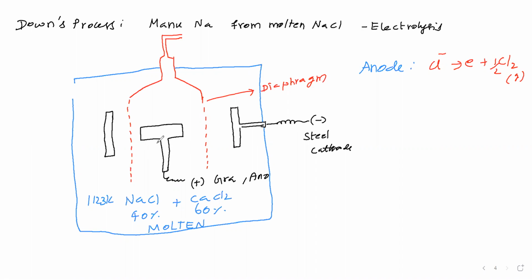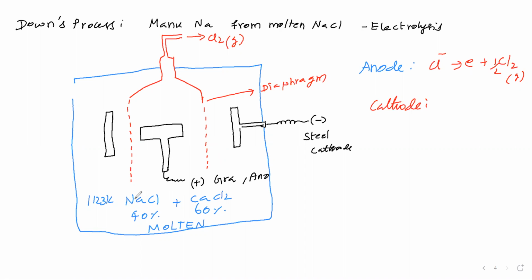Chlorine gas is obtained at this anode, which is coming out like this. At anode, chlorine gas is coming out. Next, we will see the cathode. At cathode, what reaction takes place? That we will see. Cations will go to the cathode.